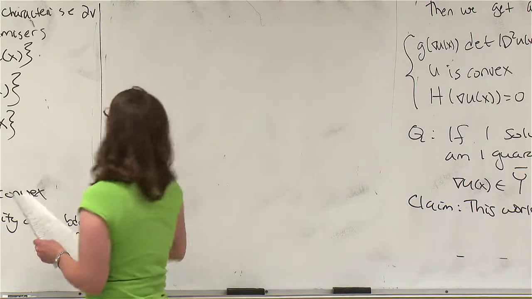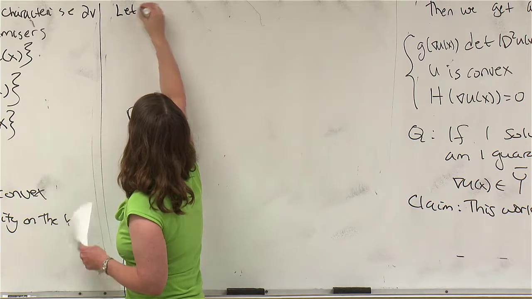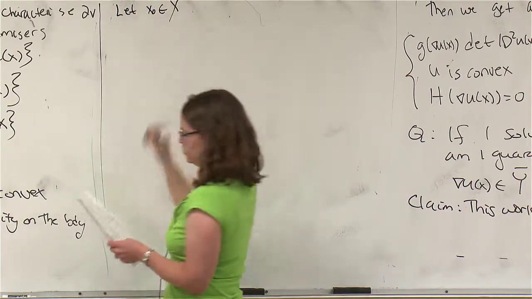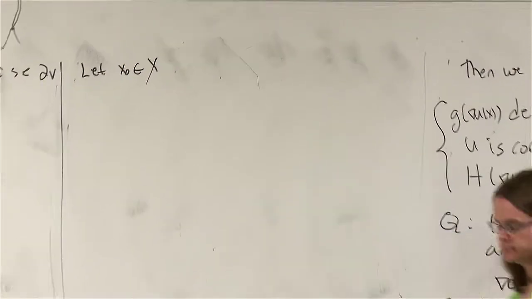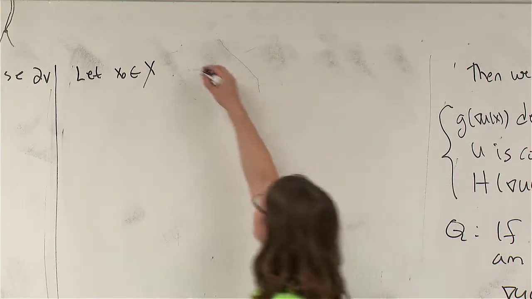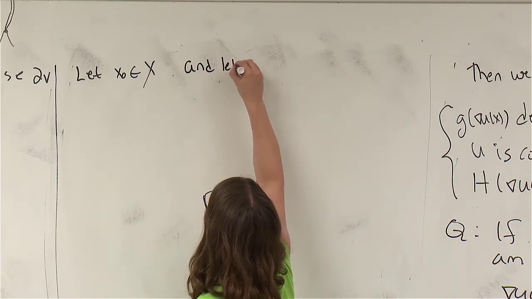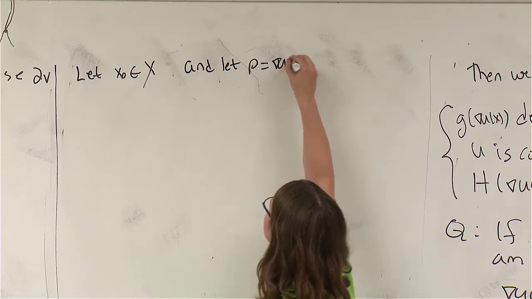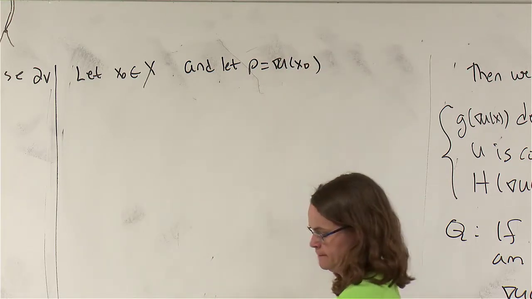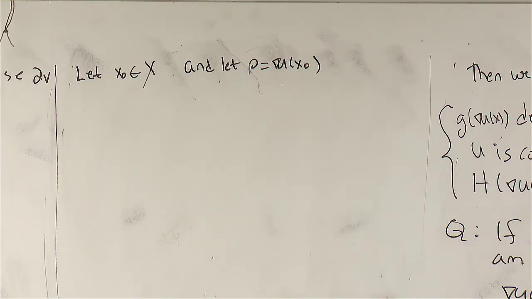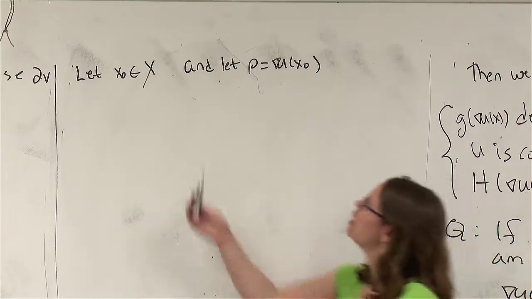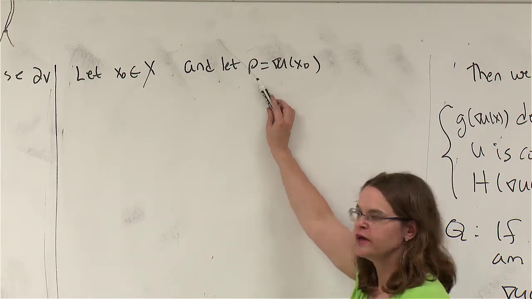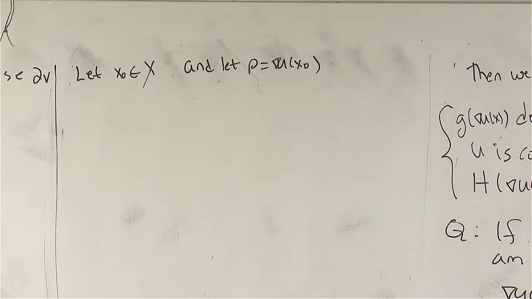Okay, so let's try to argue it. Let x naught be any point in the domain, and let p be equal to the gradient at this point. Okay, so here's where I'm going to try to argue that if I take any of these gradient values, they have to land inside my target set.